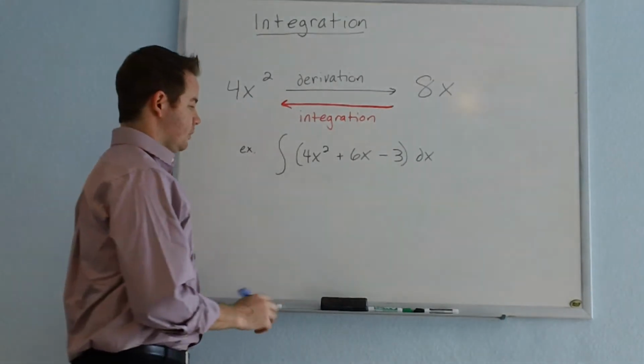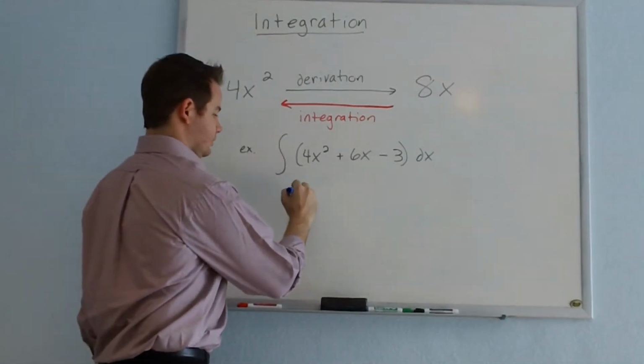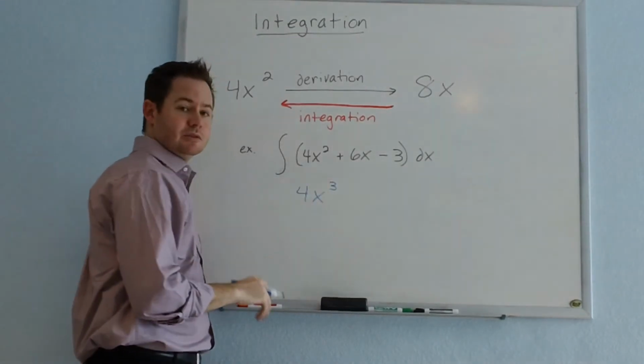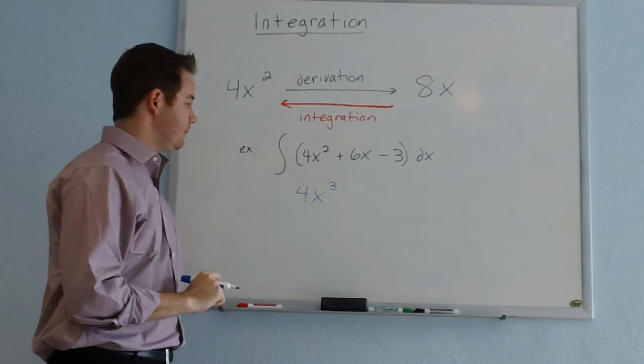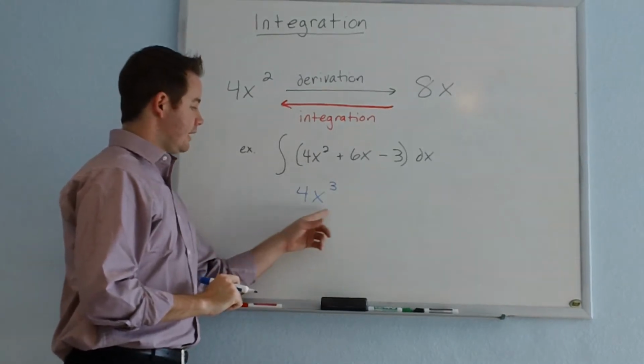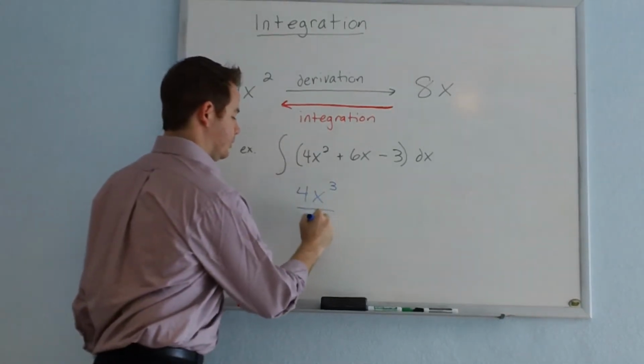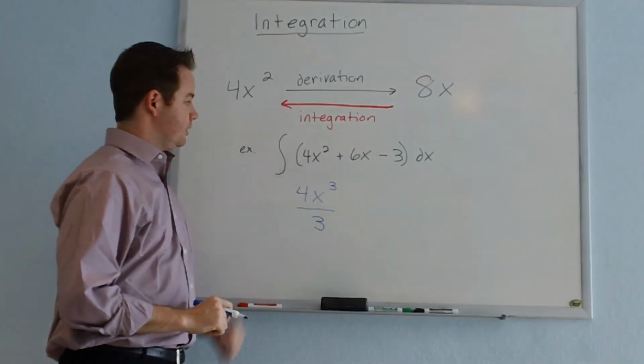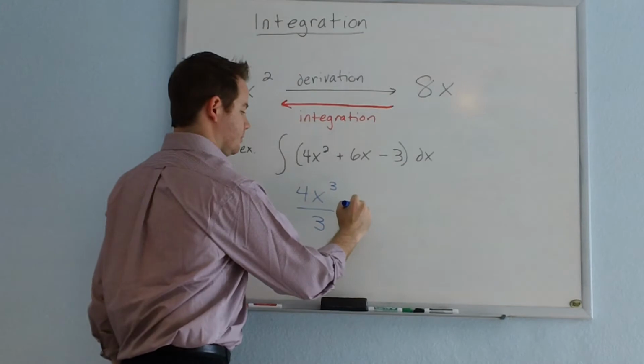First, for 4x squared, we're going to write everything as is, but we're going to add 1 to the exponent. So we'll have 4x to the third. And then we're going to divide by that new exponent, divided by 3. 4x cubed over 3.